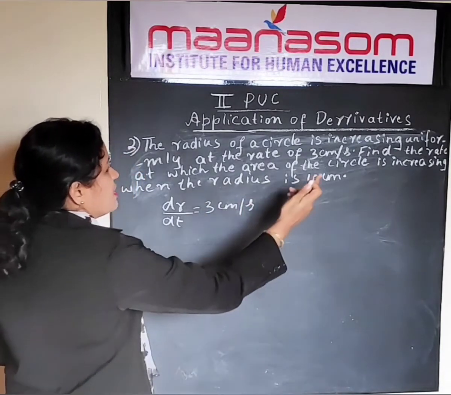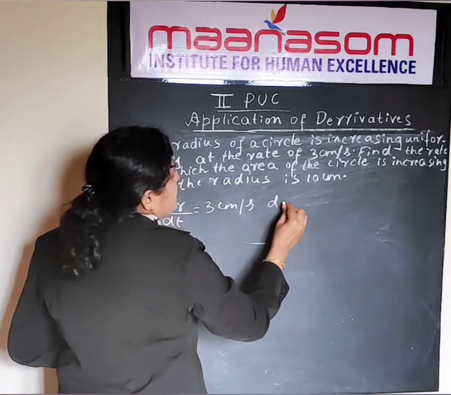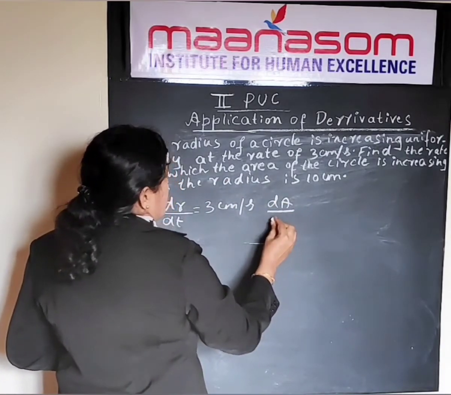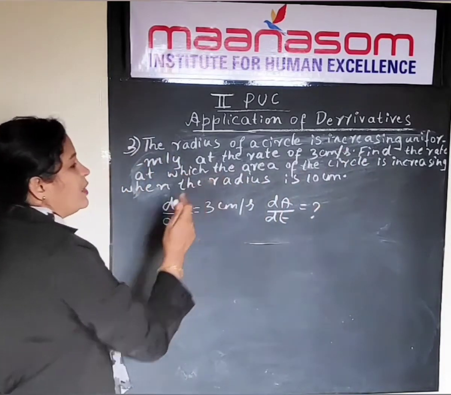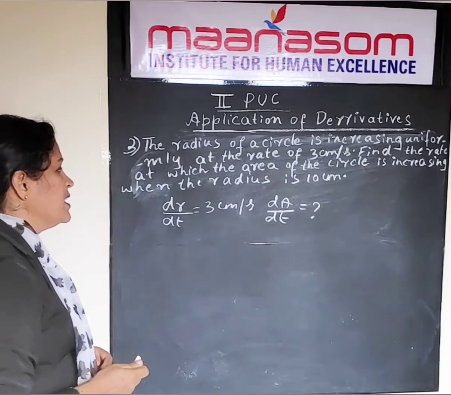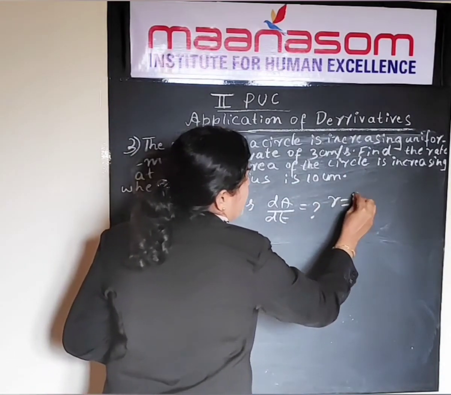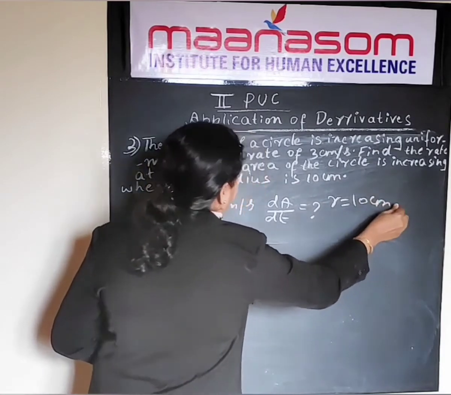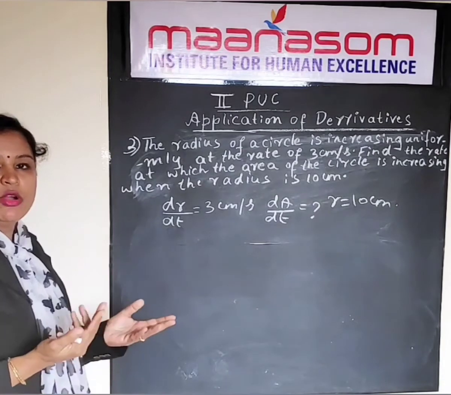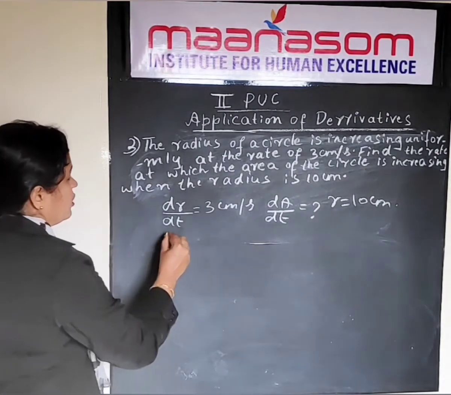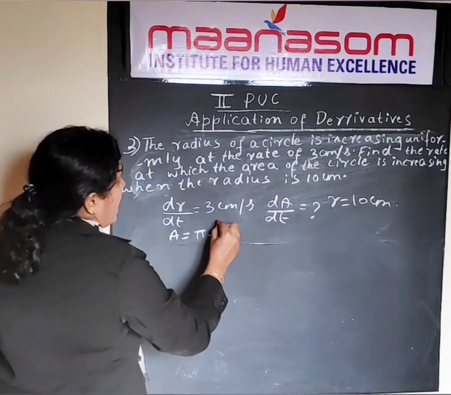Next, what have they given us? Find the rate at which the area of the circle is increasing. That is dA by dt is equal to how much? You have to find the rate at which the area of the circle is increasing when the radius is 10 centimeter. Radius is given. Radius is 10 centimeter. We know the formula for area of the circle. What is the formula for area of the circle? The formula for area of the circle is A is equal to pi r square.